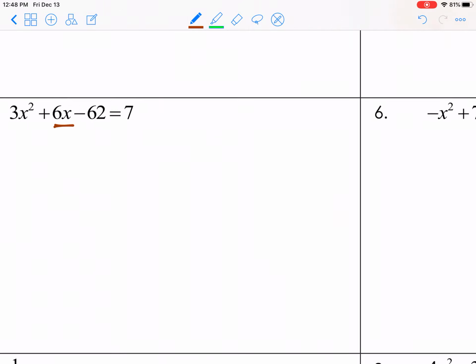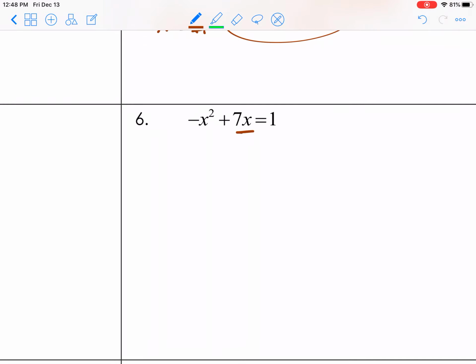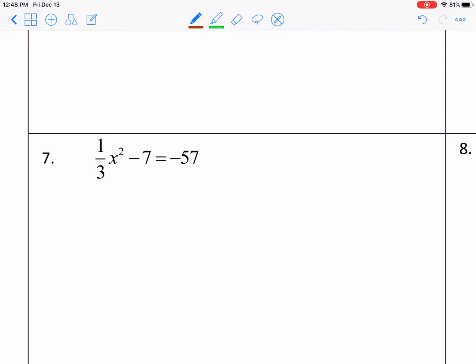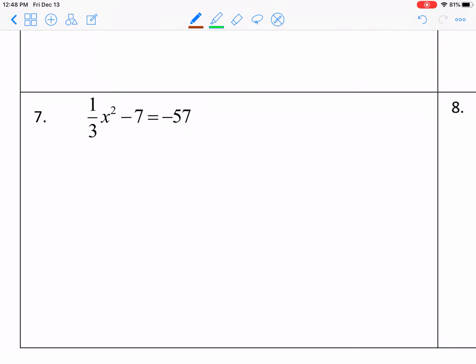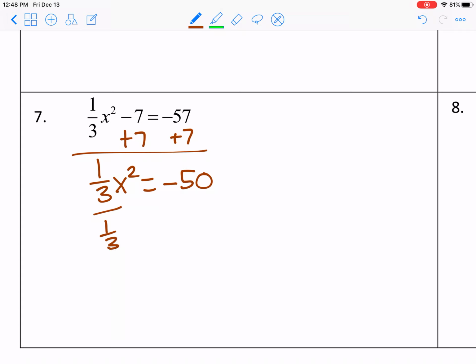Linear term, can't do this with square root. Linear term, no good. No linear term on this one. Okay, sweet. So we can use the square root method here. I'm going to start by adding 7 to both sides. We will have 1/3 x squared equals negative 50. Then I'm going to divide both sides by 1/3. And I'll get x squared equals negative 150. Now that we have x squared alone equals a number, we can take the square root of both sides.